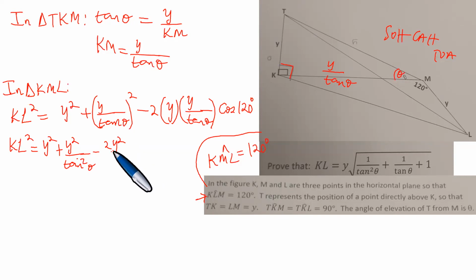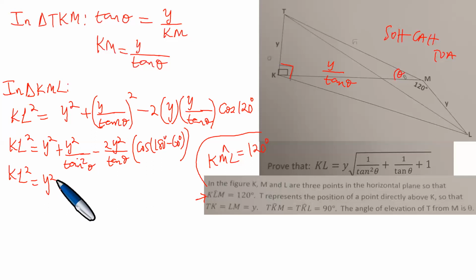Minus 2y squared divided by the tangent of theta. What is this now? The cosine of 120 is the same, using reduction formulae, as 180 degrees minus 60 degrees, because this is clearly 120 degrees. In which case we have KL squared, which is the same as y squared plus y squared divided by the tangent squared of theta minus, and here this one is exactly 2y squared divided by the tangent of theta.